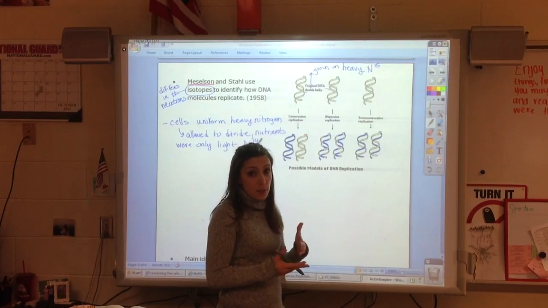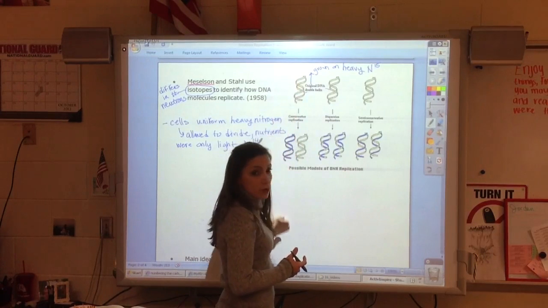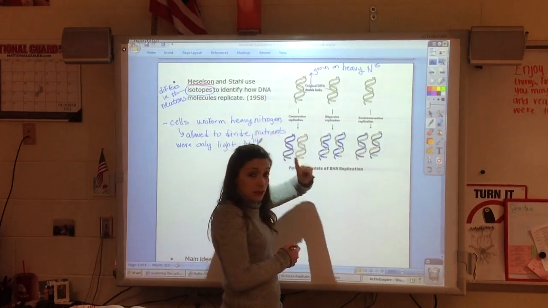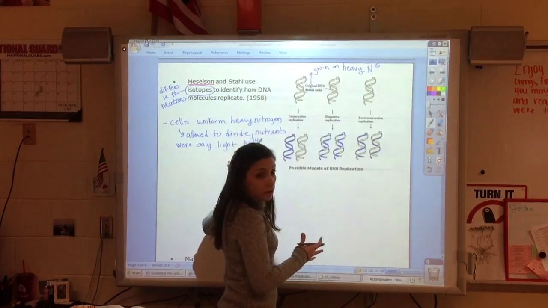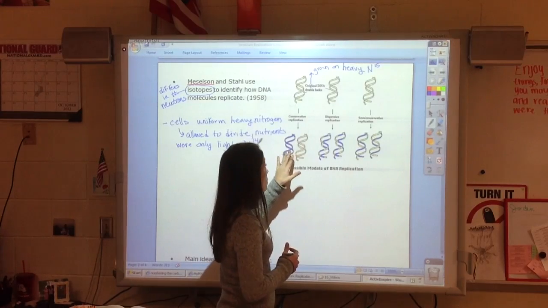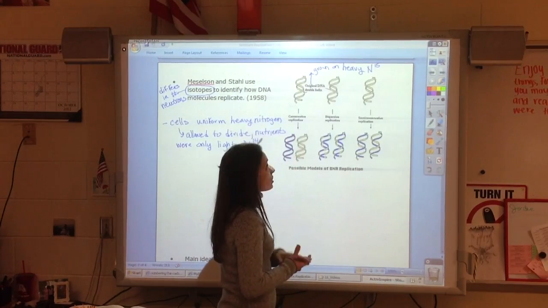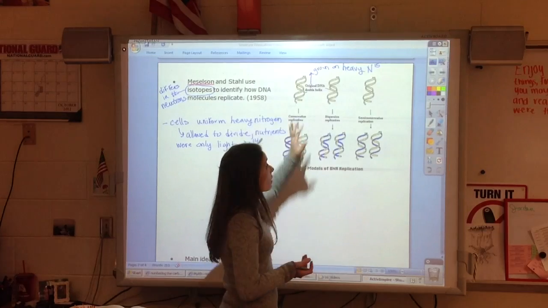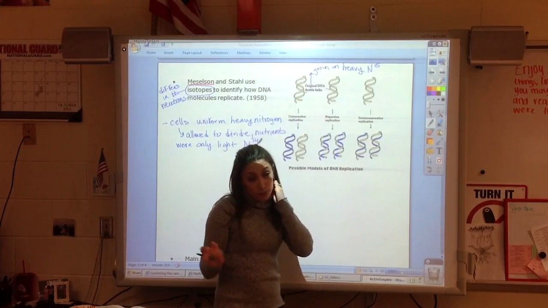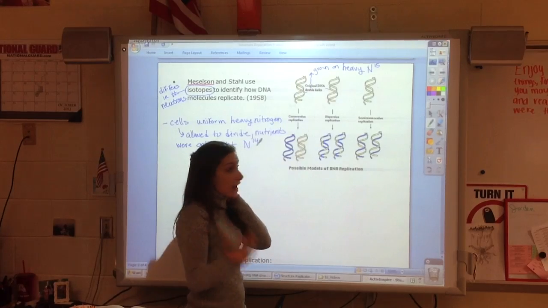The chemical they separated it in, these dropped more to the bottom. Then they allowed it to divide once on a medium or food source that had only light nitrogen. And that's what we're seeing here in the blue. The light nitrogen is representing the blue, the yellow representing the heavy. So Meselson and Stahl said, well, there are probably three likely outcomes.